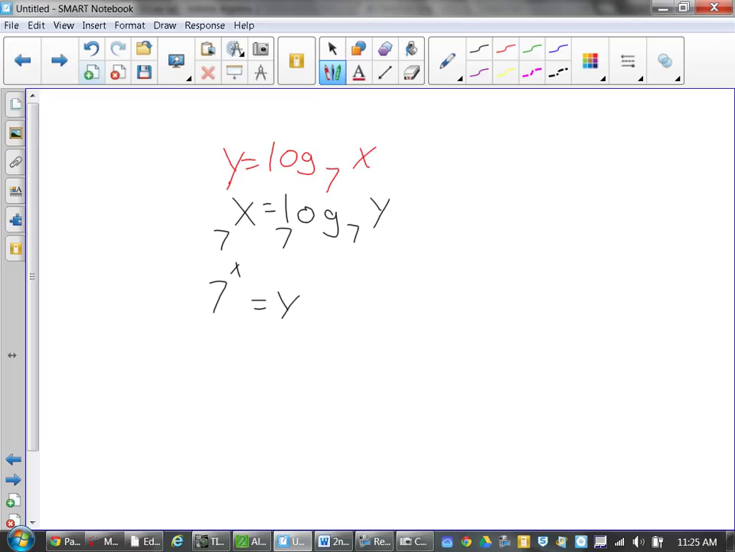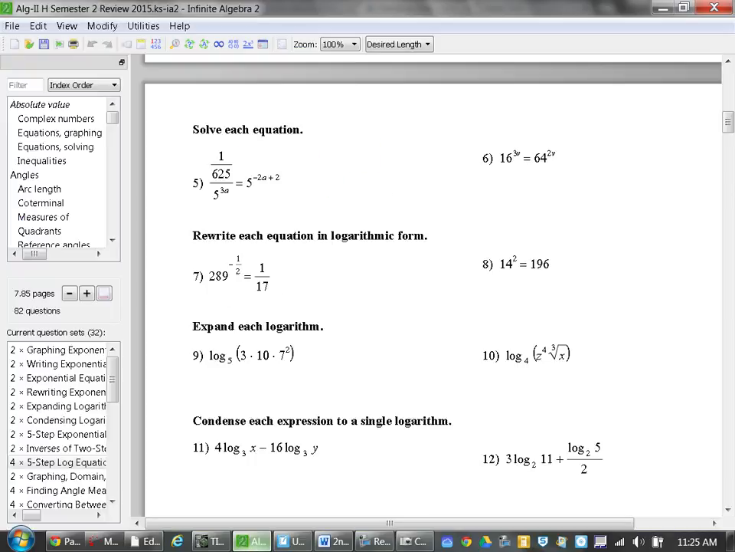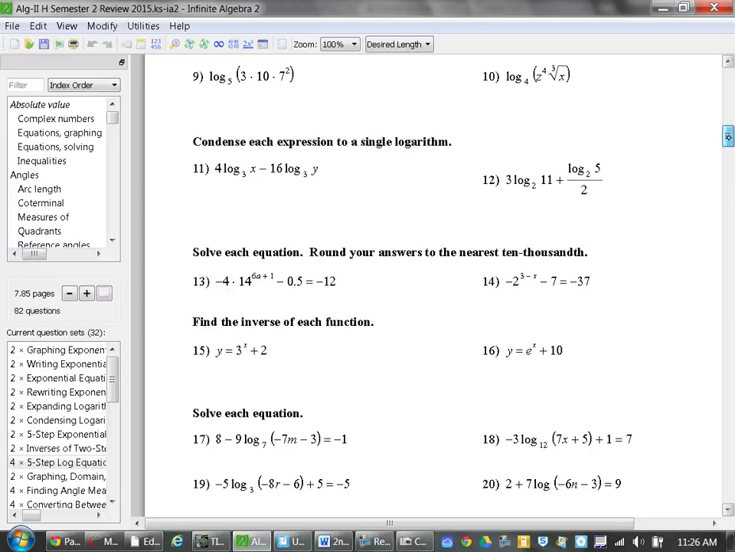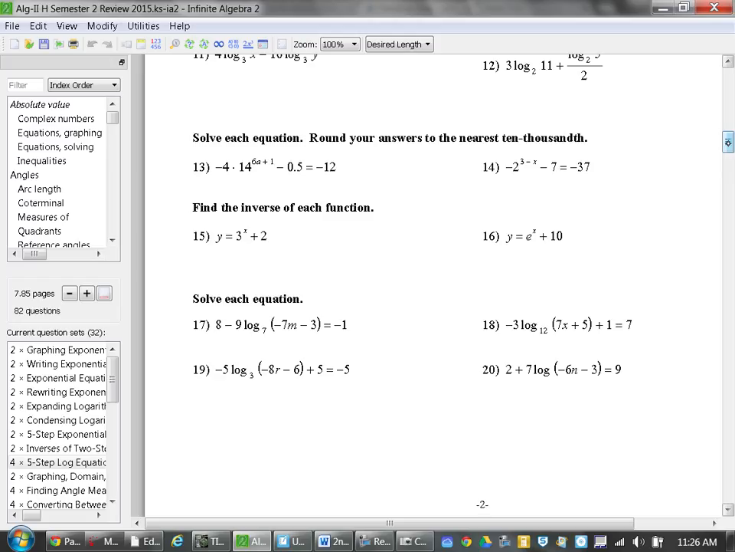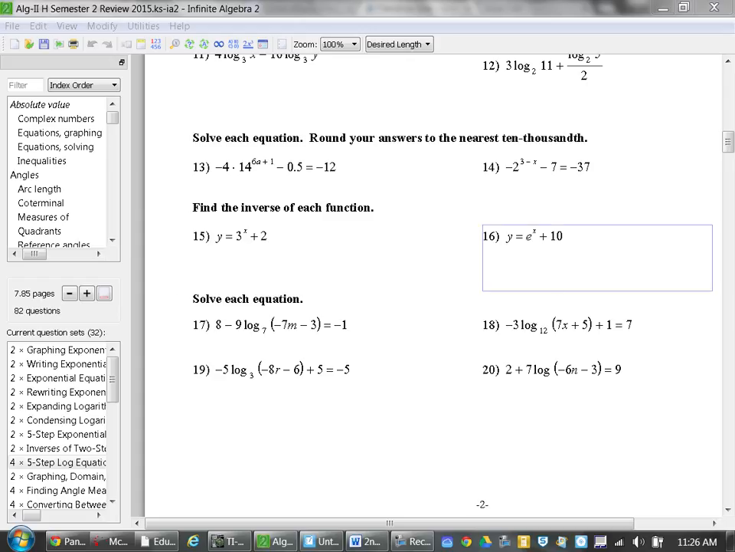On the other packet, there are some other inverses. Which number was it? 15 and 16. I'll do 16. They're the same. It's so simple.